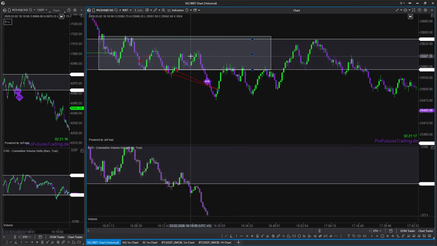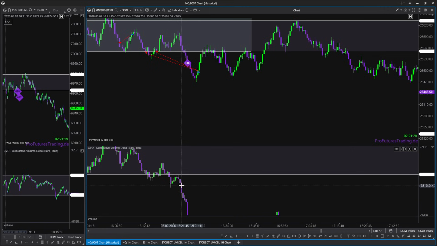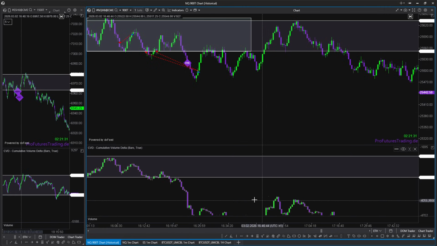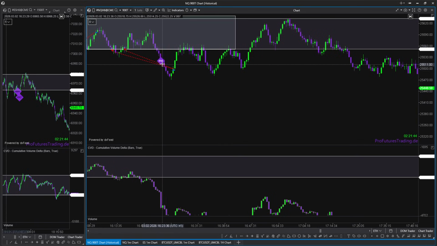Okay, also the CVD as well, and then push back. After I saw the break of this low here again, and with the CVD, I thought, okay, there are many aggressive sellers. With the confirmation of this one here, also very good confirmation for me, because I know and I see, okay, these are good sellers.